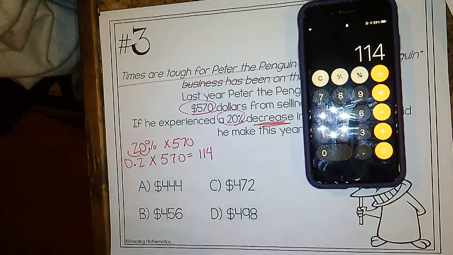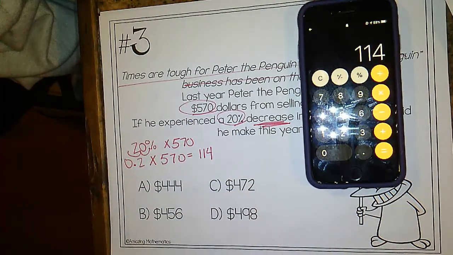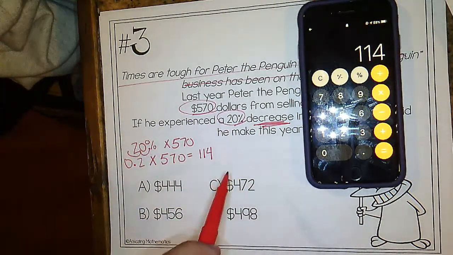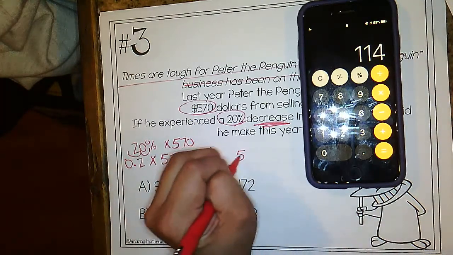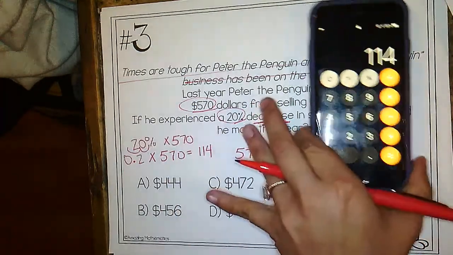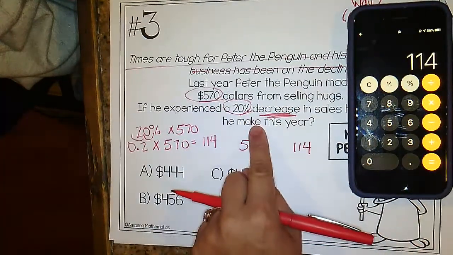Is that my new total? No, because I haven't added or subtracted yet. And I have to do that regardless of what way I do it. So I'm going to do that. $570, 114. Am I going to add or subtract?